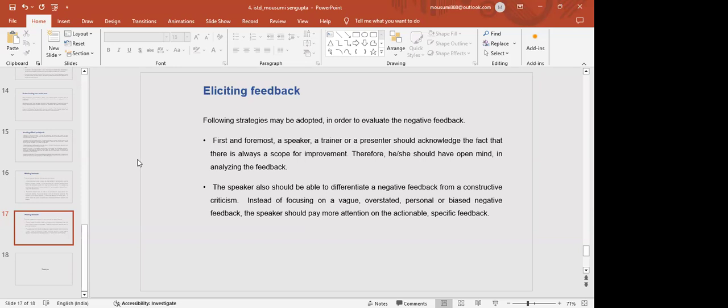Similarly, if you're talking about any technical training, and you are giving very basic foundation training, you can afford to spend more and more time on the basic fundamentals of the training. But if it is an advanced level training, you cannot afford to talk about that.